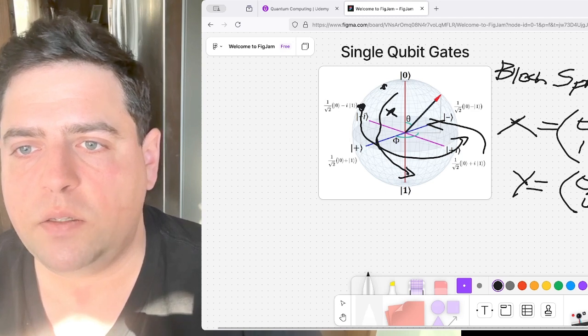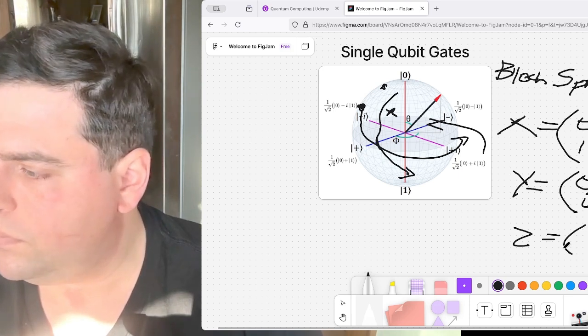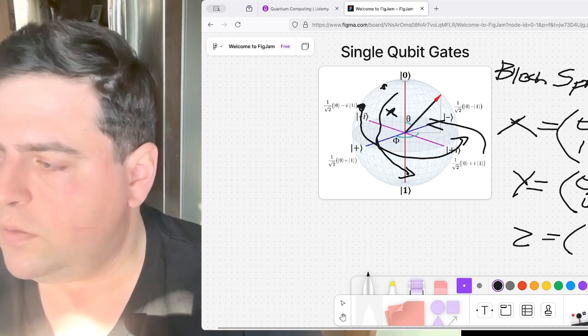Similarly for the Y. This is the same, but about the Y-axis. Now the Z. This is the same for the Z-axis.